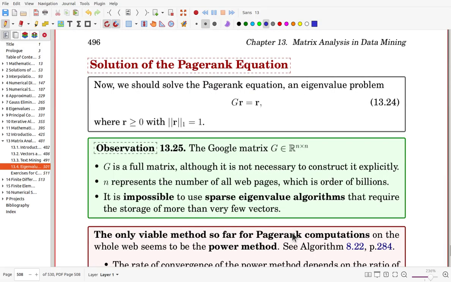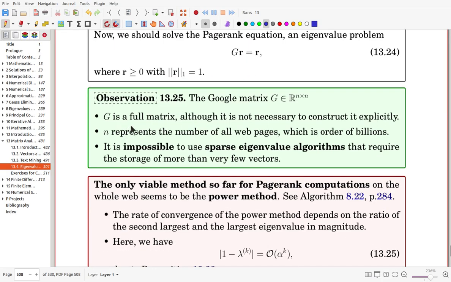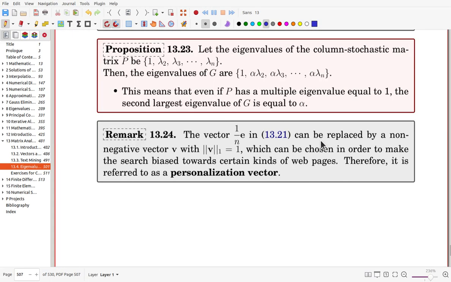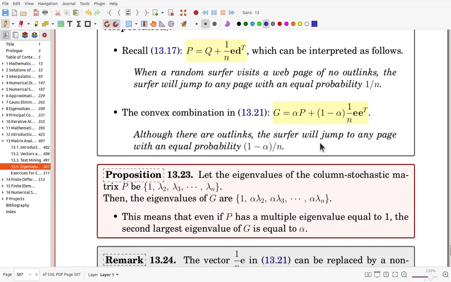Now let's consider the solution of the PageRank equation. We have to solve this equation. Now we know everything about that. Once we solve this equation, then that's it, right? And here the observation is, G is a full matrix, and now it's formulated along with twice of modification. So once you try to construct G explicitly, then it's so expensive.